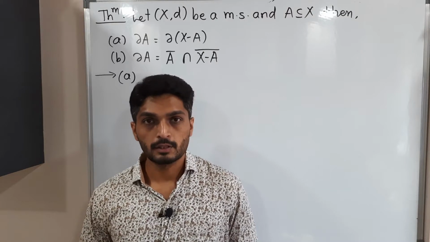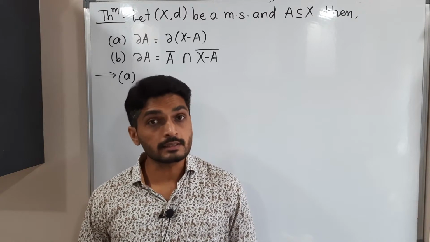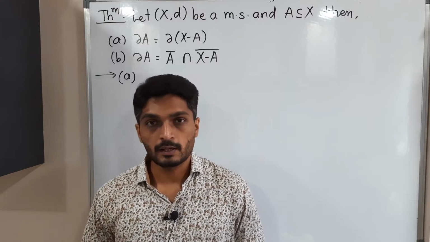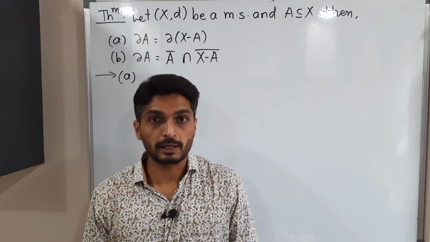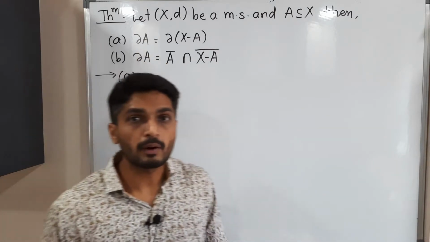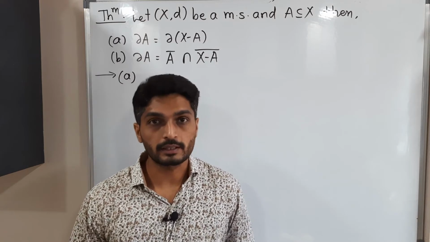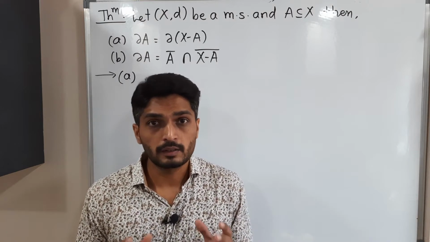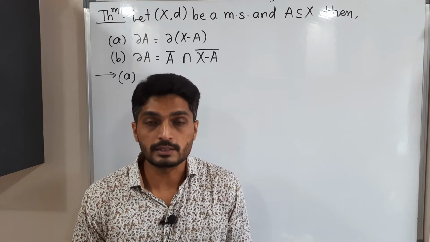Discuss this theorem. So in this theorem, we have a metric space (X, d) and A is a subset of X. So we have to prove these two statements. First of all, we will focus on the first part. That is, the boundary point of A is nothing but the boundary point of its complement. So that means set A and its complement both have the same boundary. This thing we have to prove.